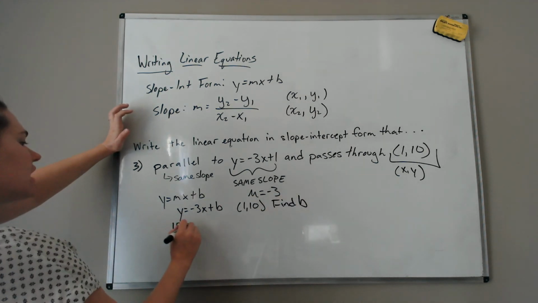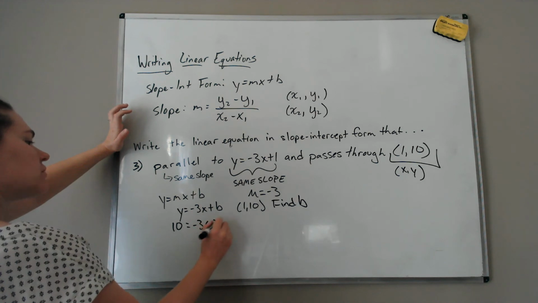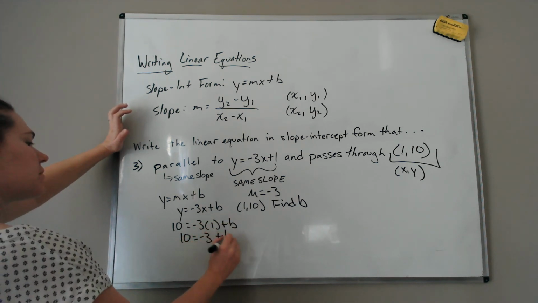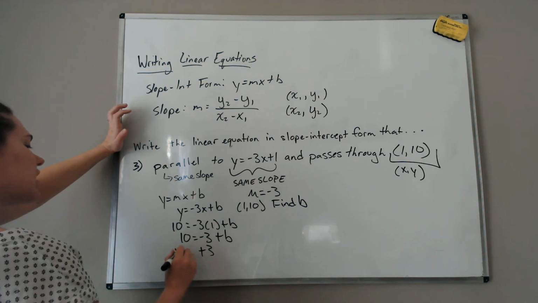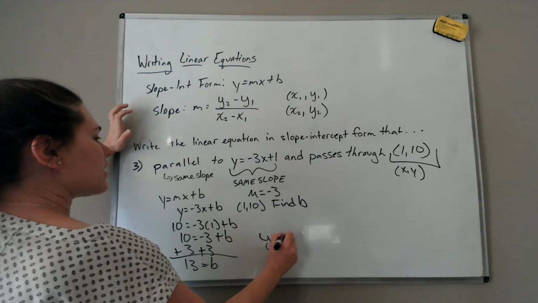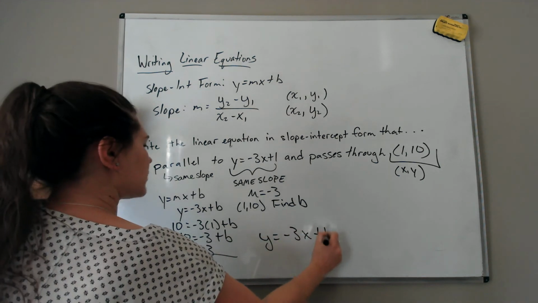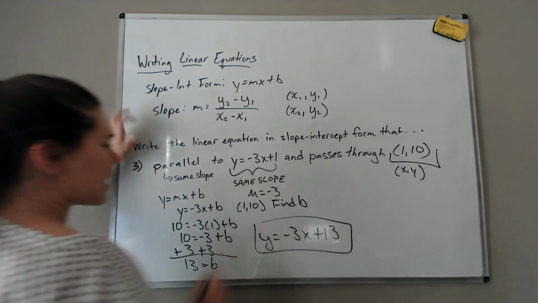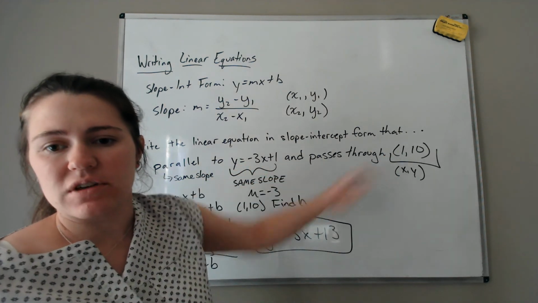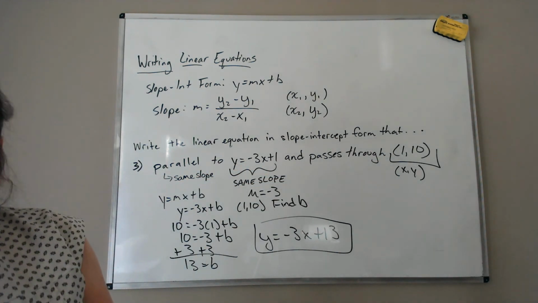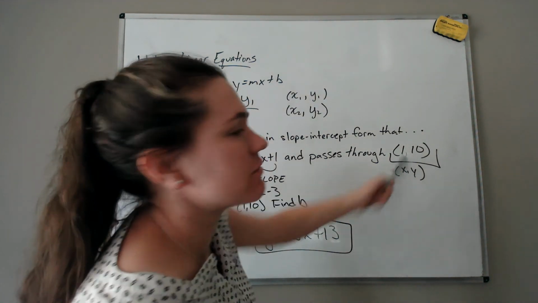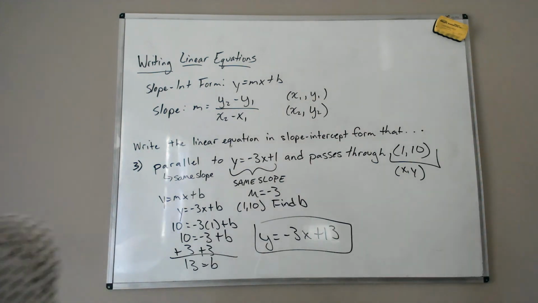So it's going to be 10 equals -3 times 1 plus b. So 10 equals -3 plus b. Add 3, and we get 13 equals b. So the equation of the line is y equals -3x plus 13. That's going to be parallel to this line and pass through this point. Because there are an infinite number of lines that would be parallel to any one given line, but only one specifically goes through the point (1, 10).